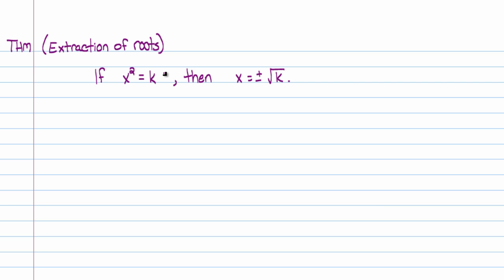The theorem is called the extraction of roots theorem. This is something that will help for many applications in the future, so this is one of those things that you shouldn't gloss over. You should spend some time really thinking about it. The statement is, if you have an equation of the form x squared is equal to k, where k is just some constant, some number, then it turns out that x is equal to plus or minus the square root of k. This is only true, by the way, in equations.